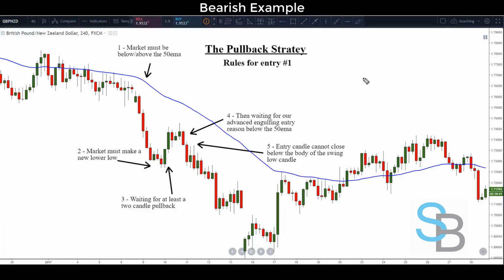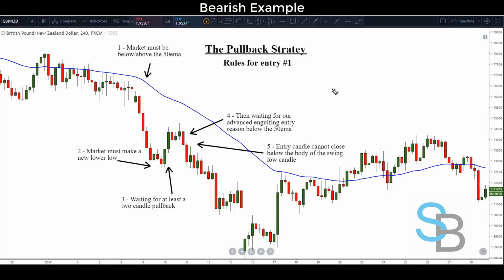So that's what we're looking at, guys. That's going to be the rules for our pullback strategy for entry number 1. Go ahead and write all of these down. Keep them beside your desk, as I said, so that you can check them off one by one. And hopefully you're already starting to see how powerful it can be to have a rules-based strategy.